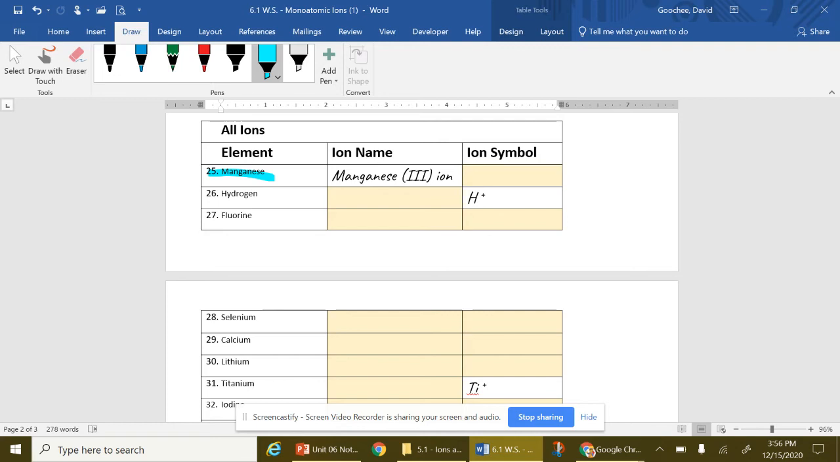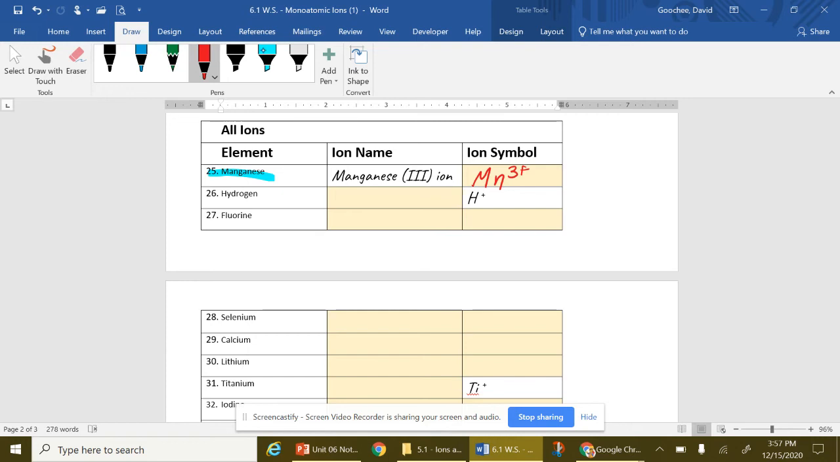So, manganese. If the name is manganese 3 ion, well, then I know, first of all, manganese is a metal. I can look it up on the periodic table. Or rather, the easier way to think of it is there's only like 11 non-metal atoms. So if it's not one of those 11, it's a metal. Manganese 3 is a metal with a 3 plus charge.